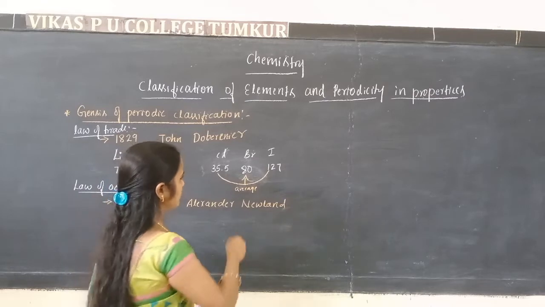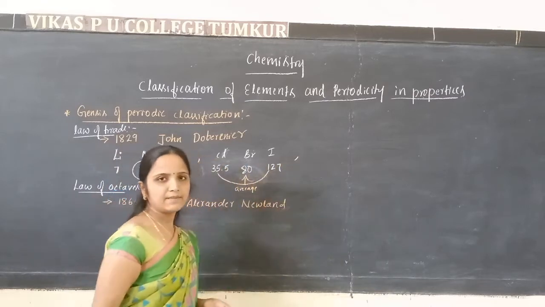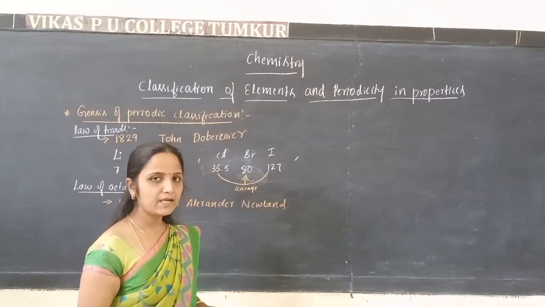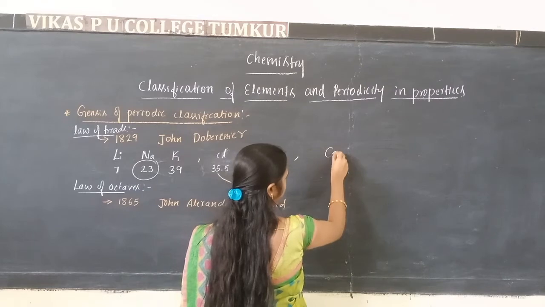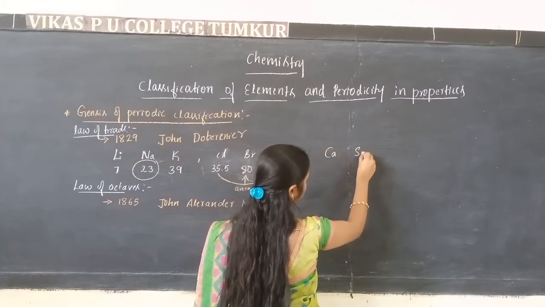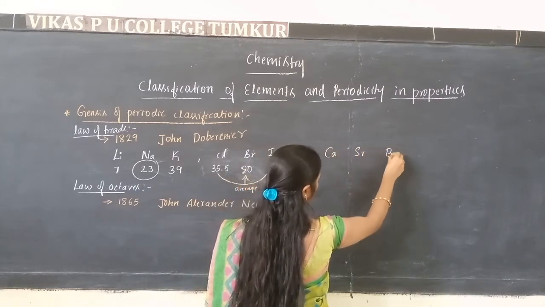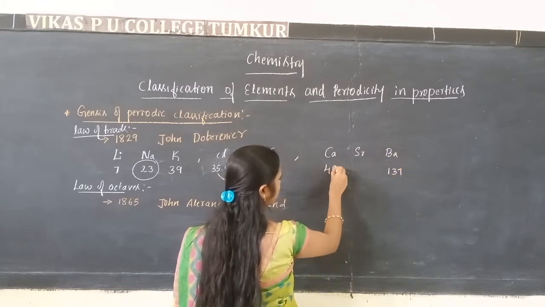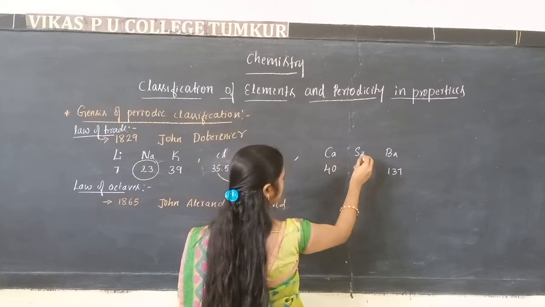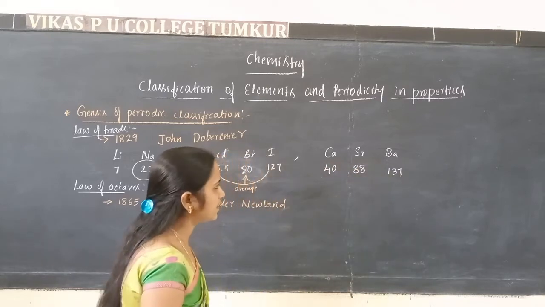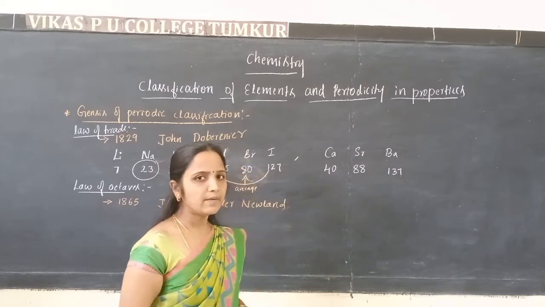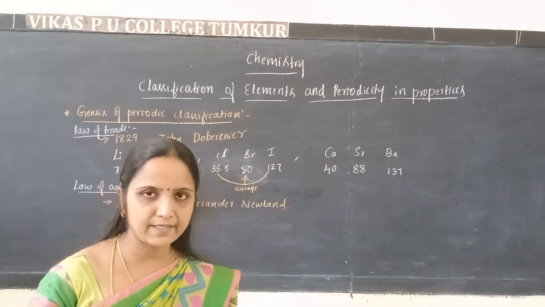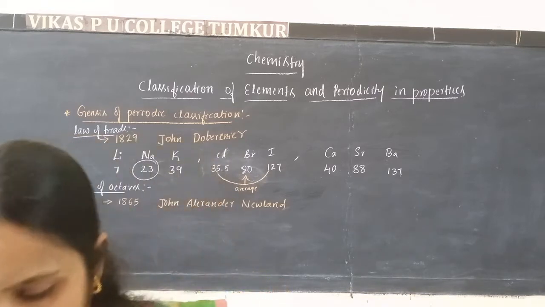Like that only, we will take another set of 3 elements, that is calcium, strontium and barium. Barium is 137, calcium is 40, then strontium we get 88. This is the average atomic mass of the first and the third element being equal to the middle element.